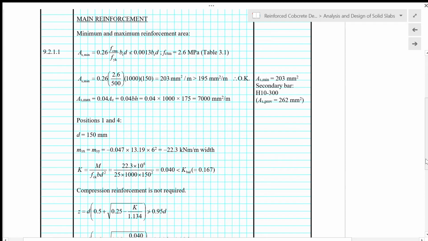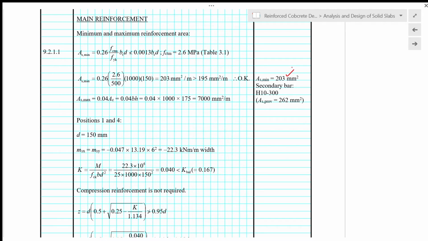So for the main reinforcement, first of all we calculate the minimum and maximum reinforcements. So As min is given by this particular equation here from 9.2.1.1 of Eurocode 2, and fctm for grade 25 concrete is 2.6 megapascal if you refer to table 3.1 of Eurocode 2. So As min as calculated is 203 square millimeter per meter width. So this value is greater than 0.0013 bd of 195 square millimeter per meter width, so it's okay.